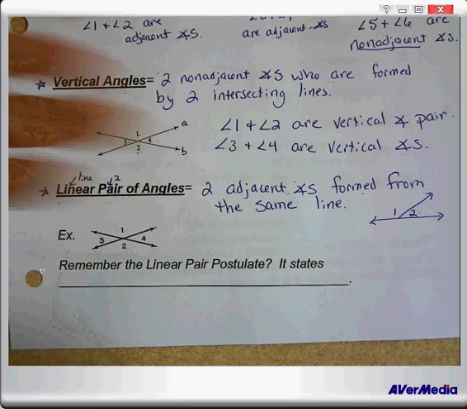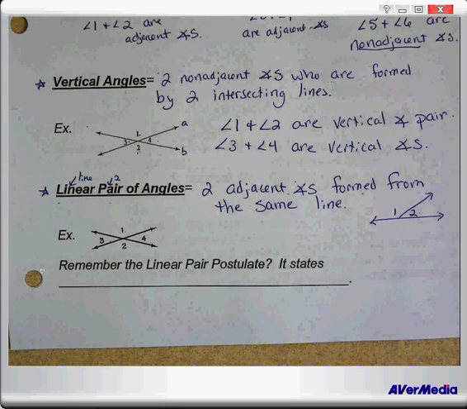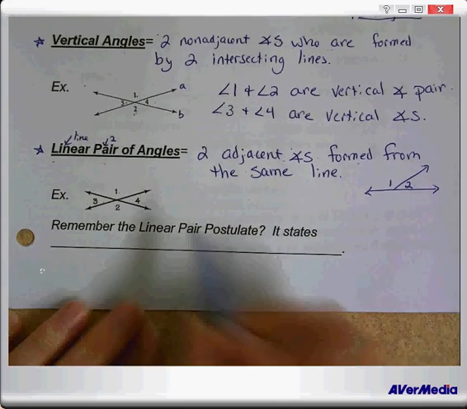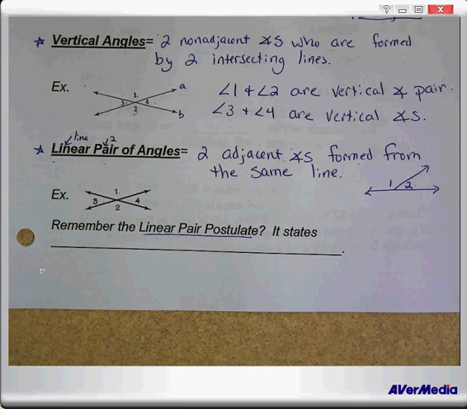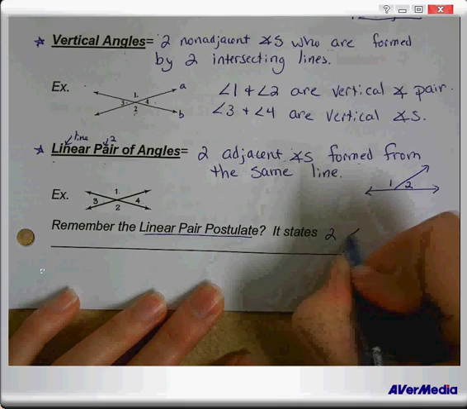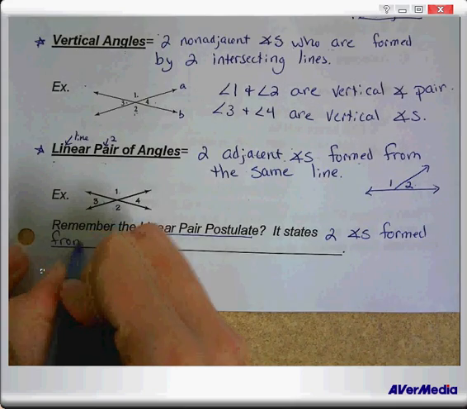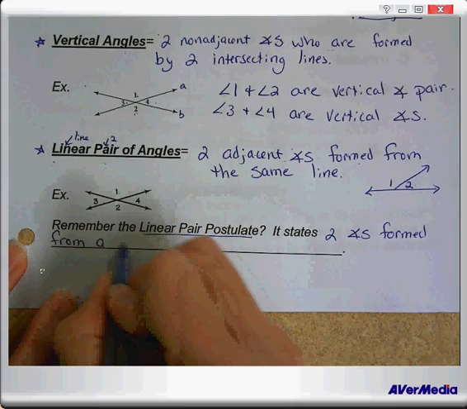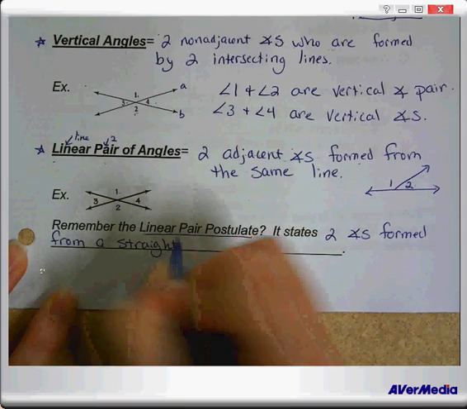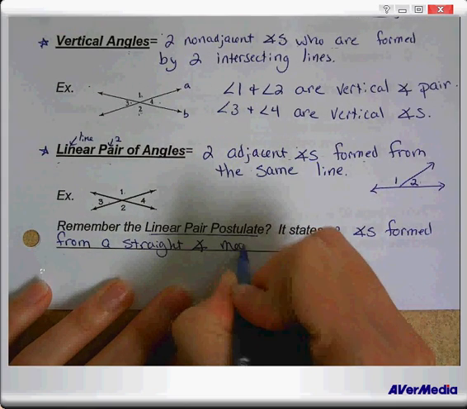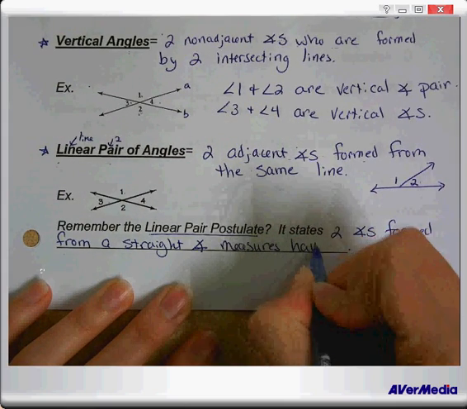So when I have those intersecting lines that made vertical angles, they also made linear pairs. Now, way back in the first chapter, we talked about the linear pair postulate. And the linear pair postulate states the following. Two angles formed from a straight angle, or a line, have measures with a sum of 180 degrees. Well, let's think about how logical that is.